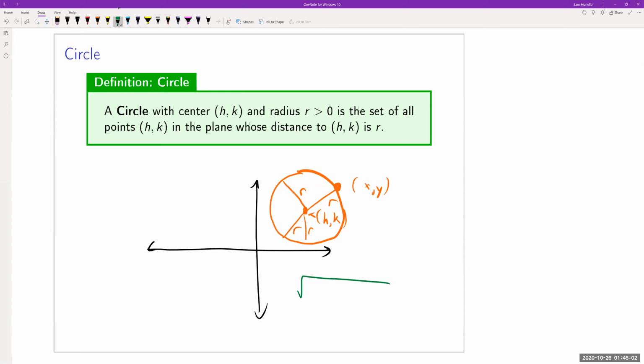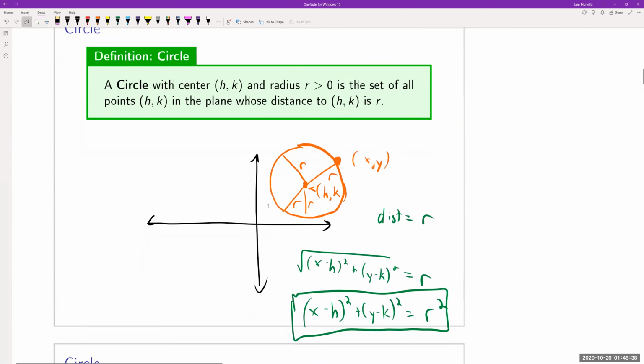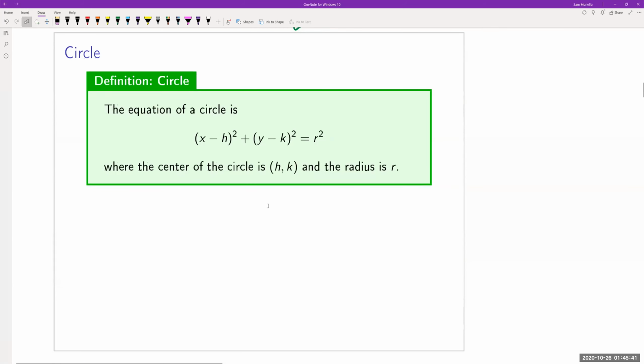Now, we could very easily come up with an equation for a circle by just using the distance formula. Here, what we have is that the distance from hk to xy is equal to r. That means that the square root of x minus h squared plus y minus k squared would be equal to r. By squaring both sides, we obtain x minus h squared plus y minus k squared is equal to r squared. And this is going to be the standard equation for a circle.